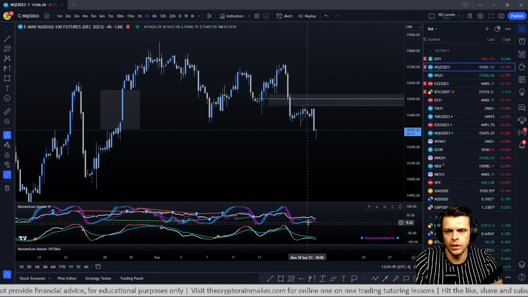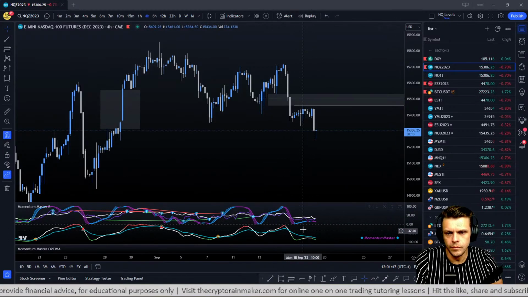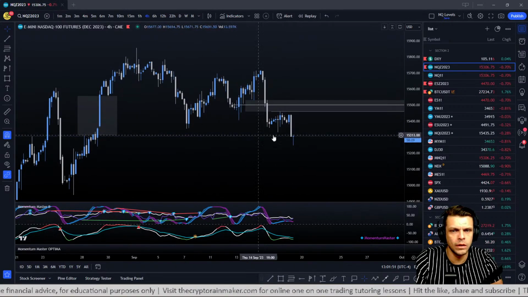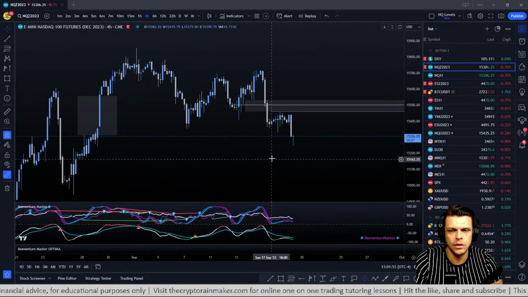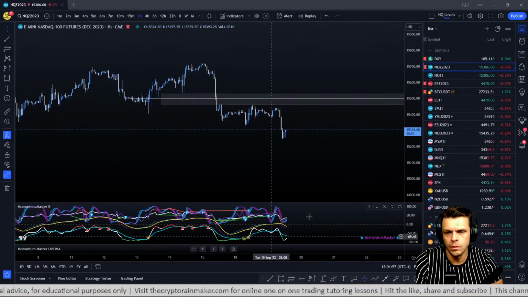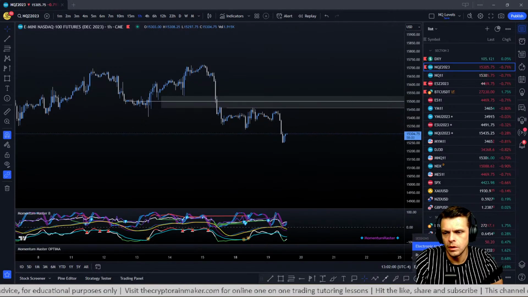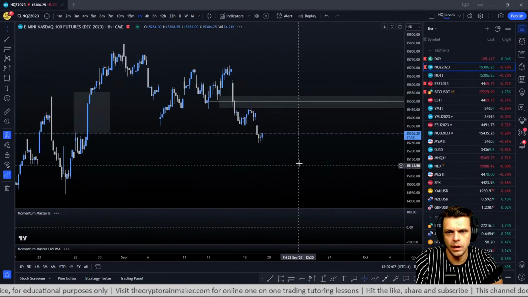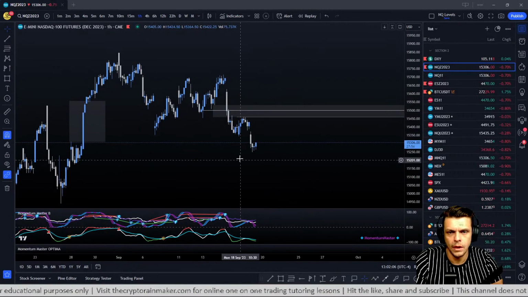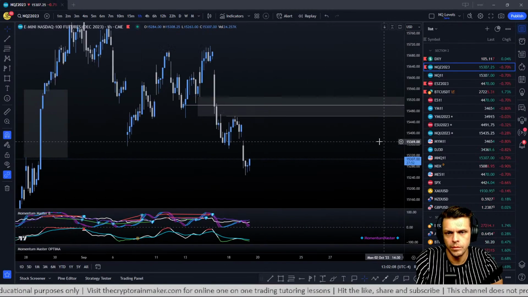So the 4 hour definitely looks like it wants to make a push to the upside. We had these relative equal lows, so we came for this sell side. Go to the 1 hour. 1 hour also wants to make a push. Switch on the regular trading hours. So we have this opening range gap.